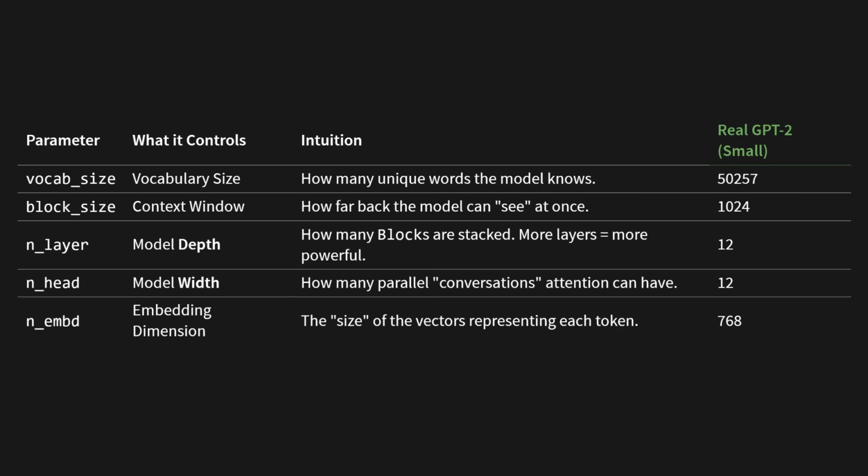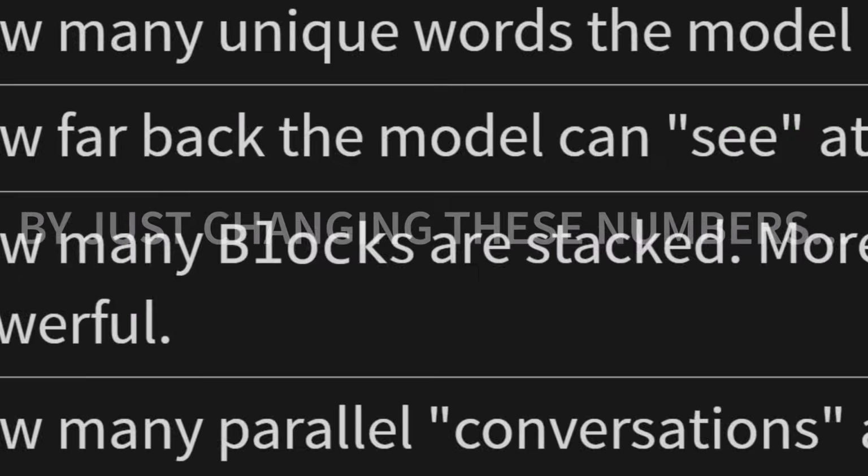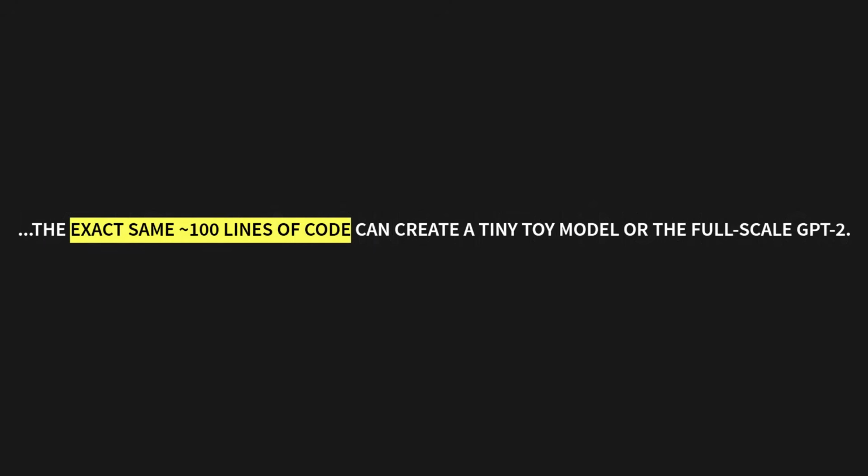And finally, n_embd, the embedding dimension. This is the size or richness of the vectors that represent each token. GPT-2 used a size of 768. So by just changing these numbers, the exact same 100 lines of code can create a tiny toy model or the full-scale GPT-2. It's incredibly flexible.